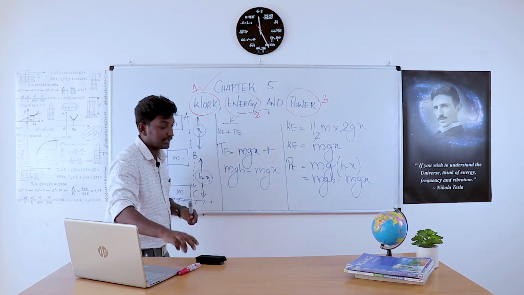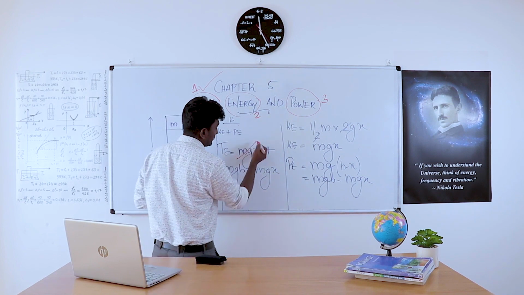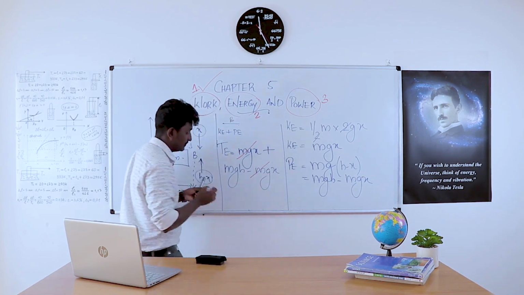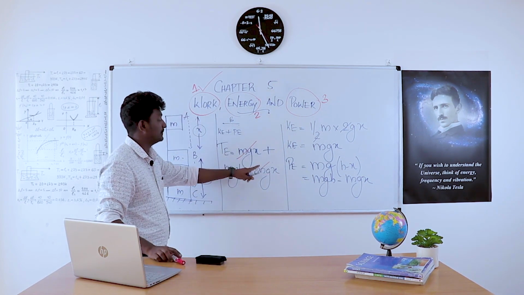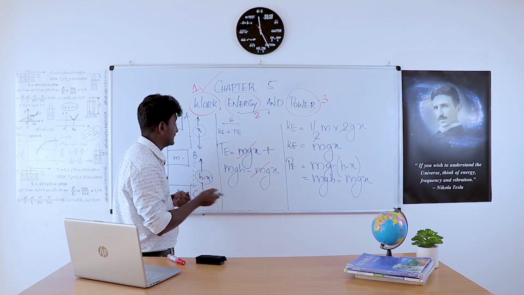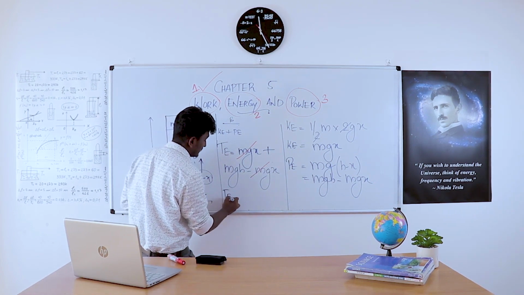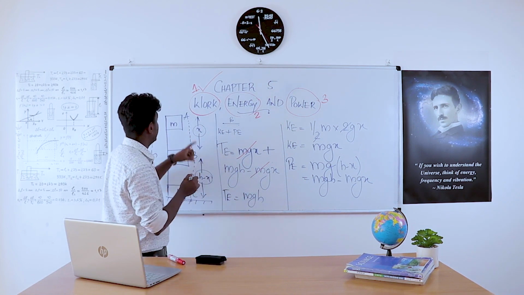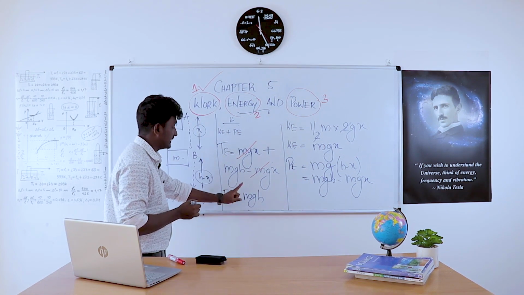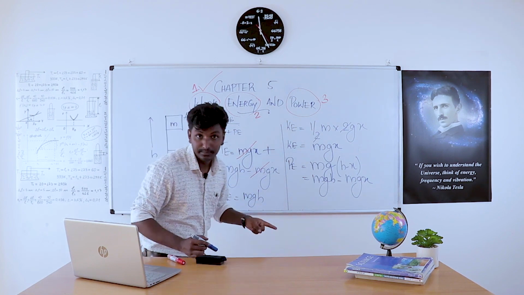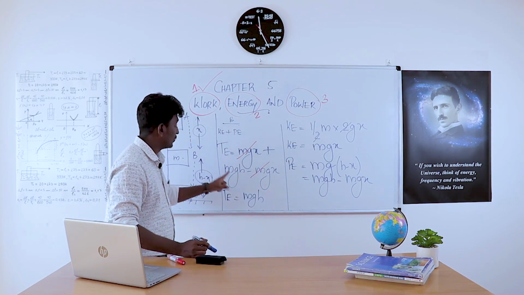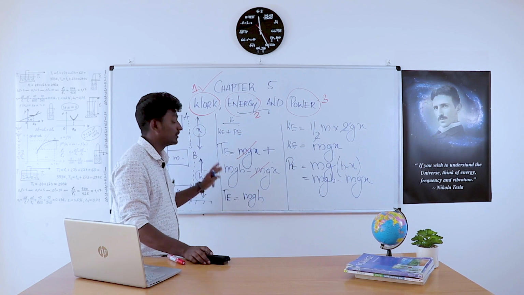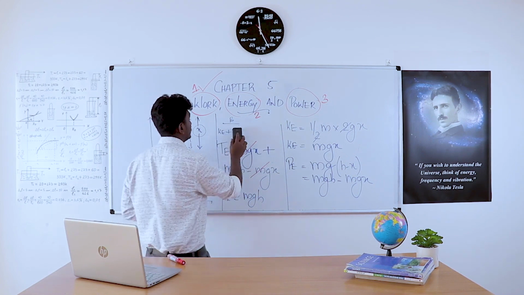Look here, there's a positive term mgx and a corresponding negative term mgx. This positive mgx and negative mgx cancel each other and the total energy remains constant as mgh. In A, we get the same total energy, that is mgh. At point B also, we have total energy as mgh.